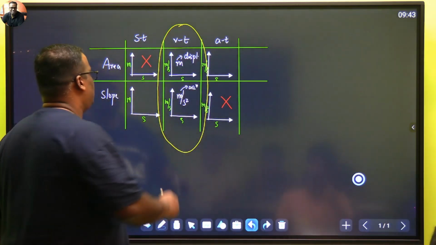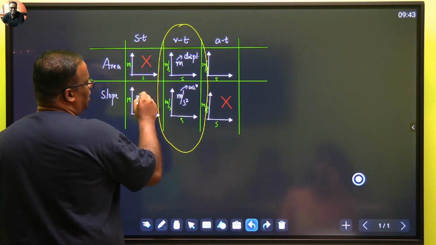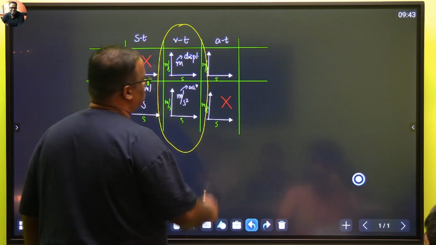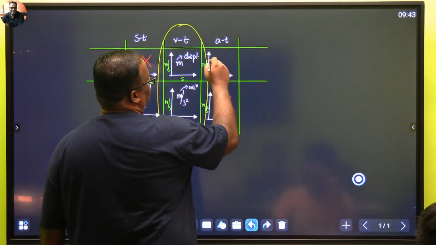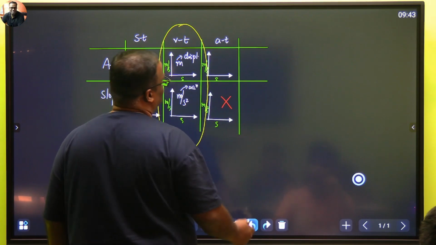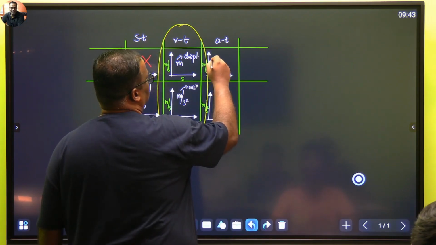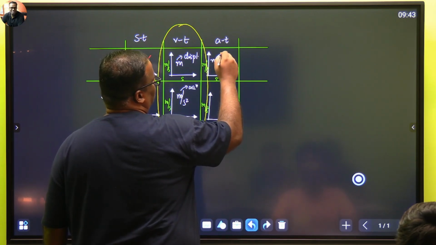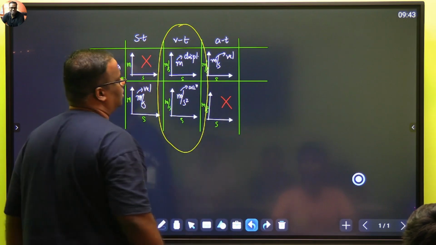अच्छा, इसमें स्लोप क्या बताएगा? इसमें स्लोप हमें बताएगा मीटर पर सेकेंड, जो कि है वेलोसिटी. ठीक है ना. और इसमें क्या हो जाएगा, मीटर पर सेकेंड स्क्वायर इनटू सेकेंड. Again this is also giving me velocity.